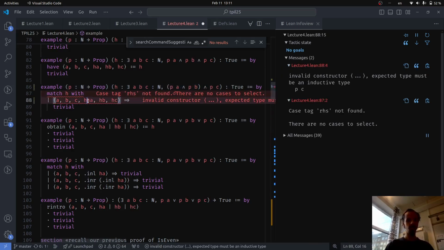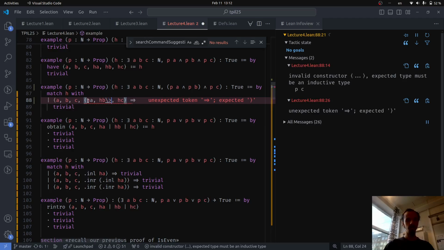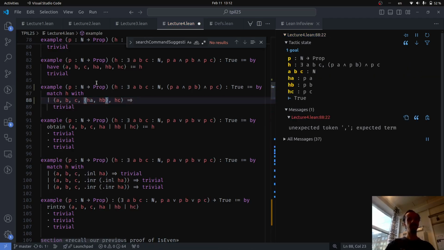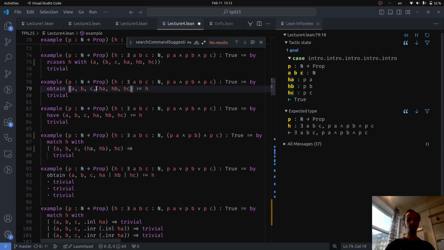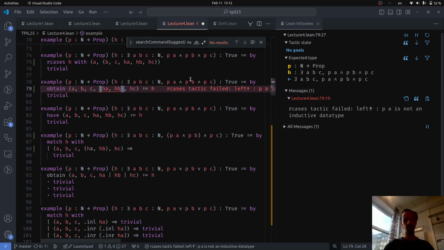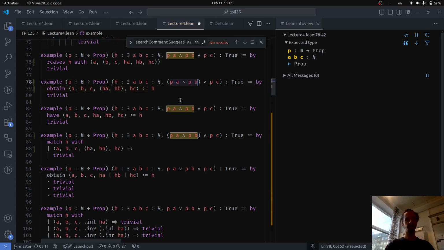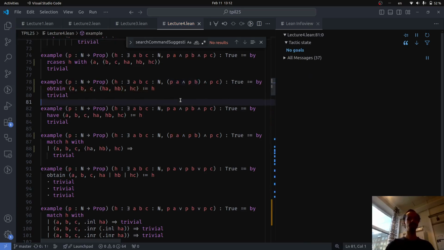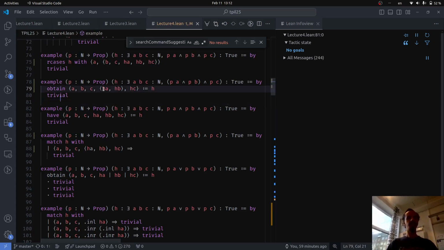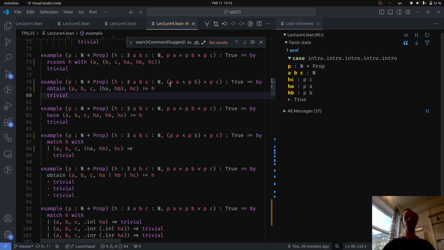So here in match, you would angle bracket like this. And it's the same thing in obtain. It's right associated normally, so if you want a left associated version, then you just write it like that. Do you need to name all of the variables, because not all of them happen to appear on the right hand side? Yes. So in this case, actually, all these proofs are trivial.